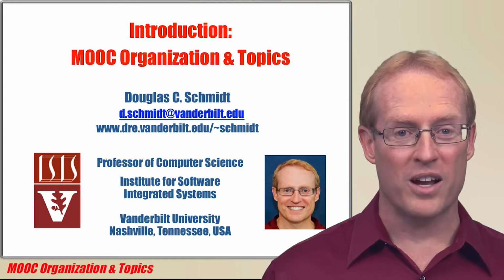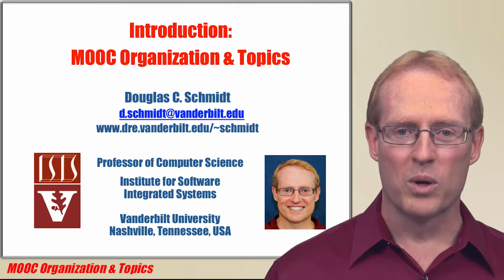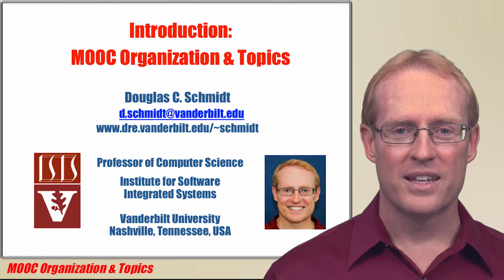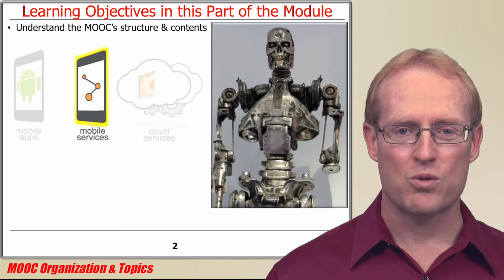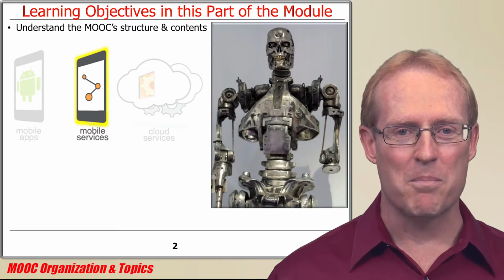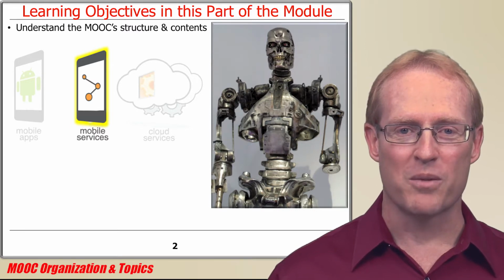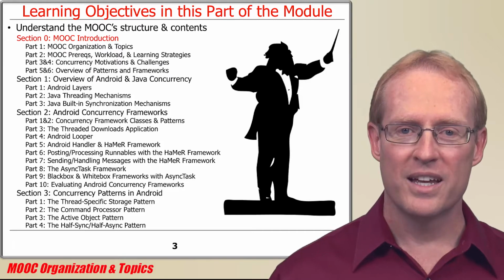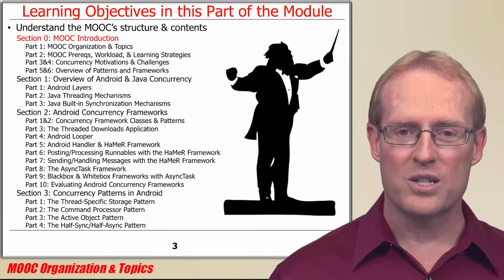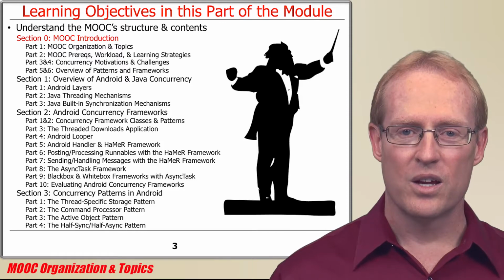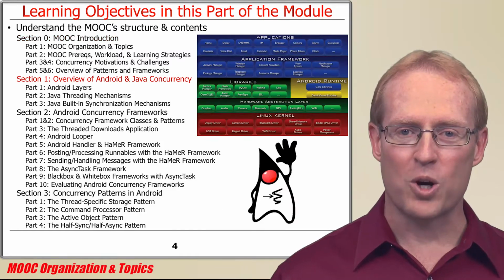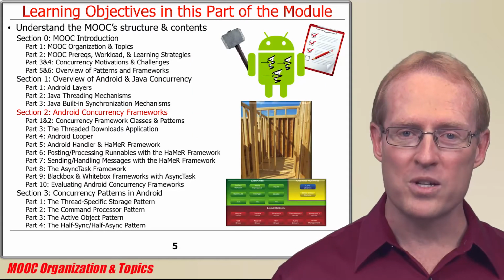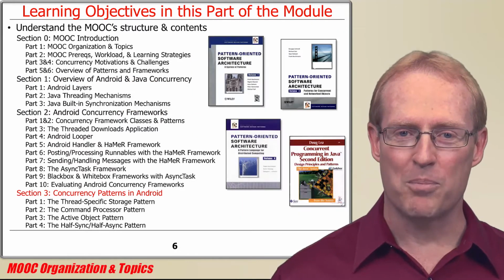Welcome to the first part of the introduction section, where we'll explain the organization of and topics presented in this MOOC. This part summarizes the MOOC's structure and contents and outlines the main topics covered in each section of the MOOC. Once we're done summarizing this introduction section, the remainder of this MOOC is organized into 3 sections, which focus on an overview of concurrency in Android and Java, the key Android concurrency frameworks, and concurrency patterns applied in Android software.